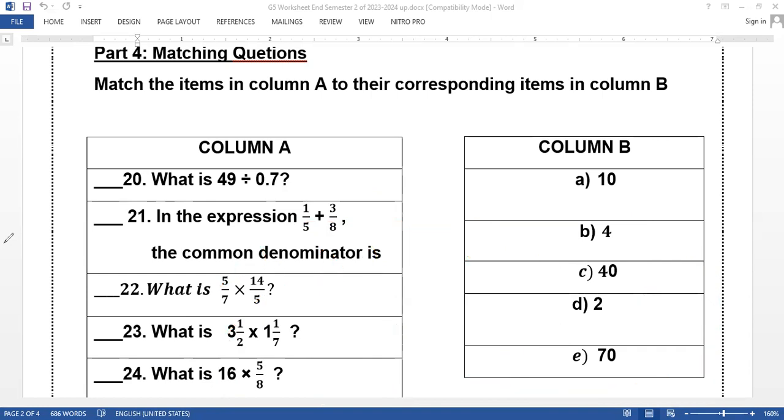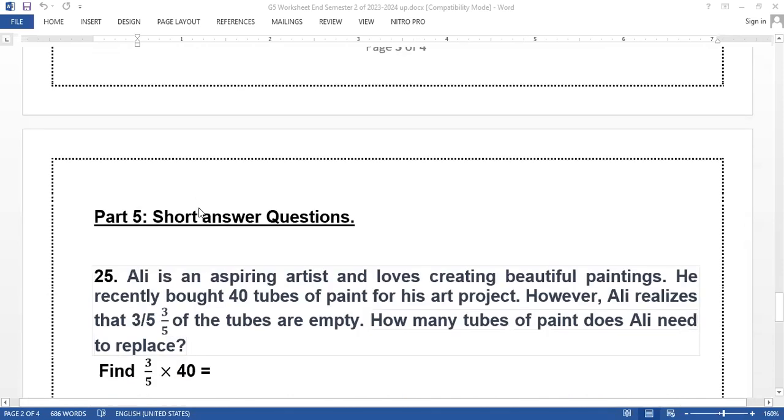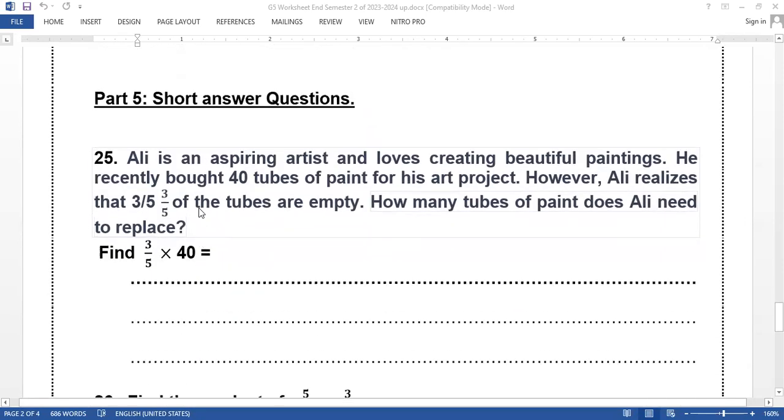Now, that's the end of the worksheet, but here we have short answer questions. Let's discuss them fast. Okay. Here, Ali is an aspiring artist and loves creating beautiful paintings. He recently bought 40 tubes of paint for his art project. However, Ali realizes that 3 over 5 of the tubes are empty. How many tubes of paint does Ali need to replace?